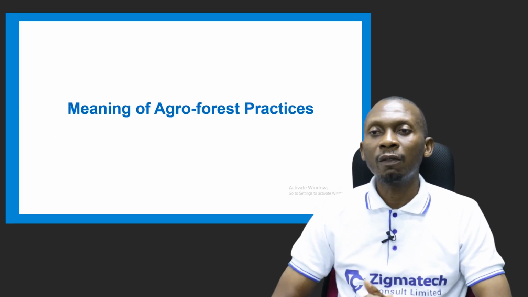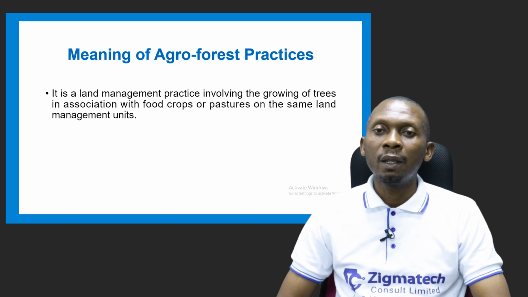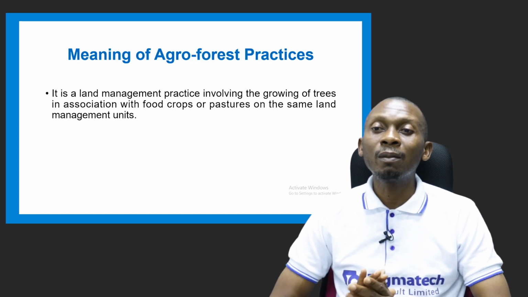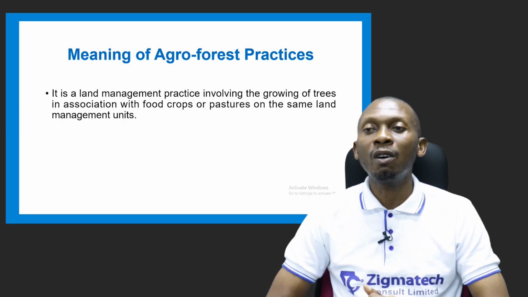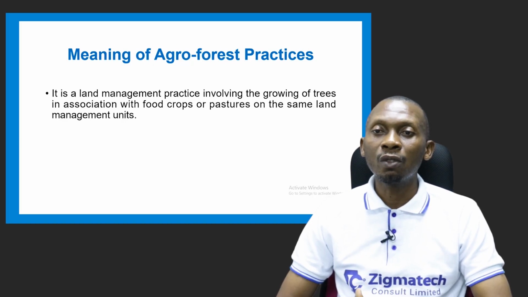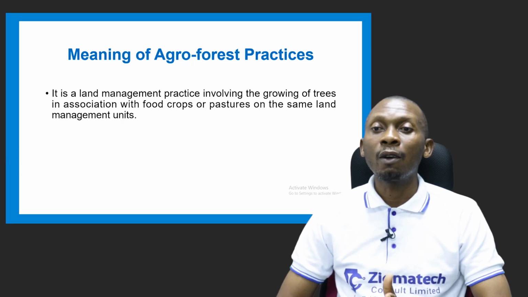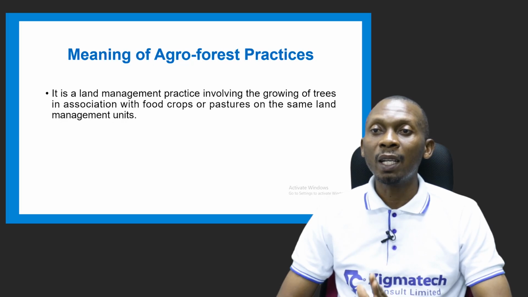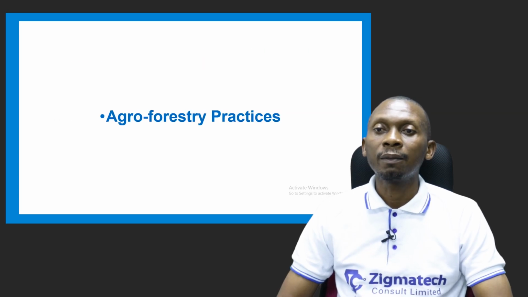So let's start with the meaning of agroforestry practices. Now, it is a land management practice involving the growing of trees in association with food crops or pastures on the same land management unit. So once food crops are grown together with trees or pastures are grown together with trees on the same land, that is called agroforestry practices.